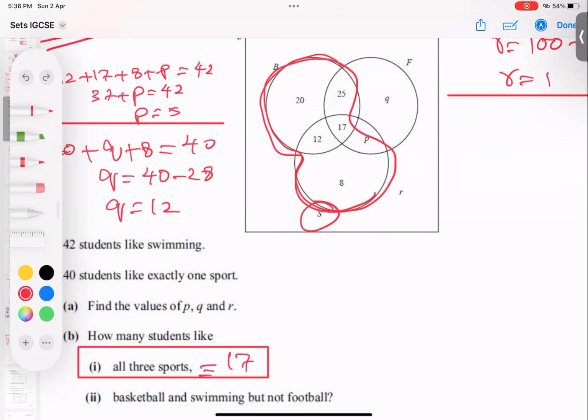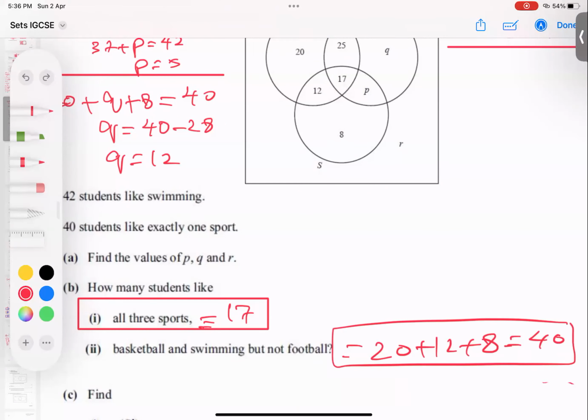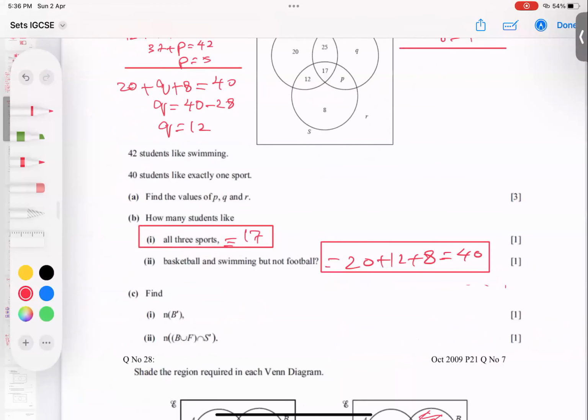So I repeat again, technically it means all people who do basketball and swimming, but not football, because these people like football also. So that is why not. So what is the answer? 20 plus 12 plus 8. Wait a minute, let me check. 20 plus 12, yeah, it becomes 40 students. So 40 students are those who like basketball. Okay, I think the idea is clear.